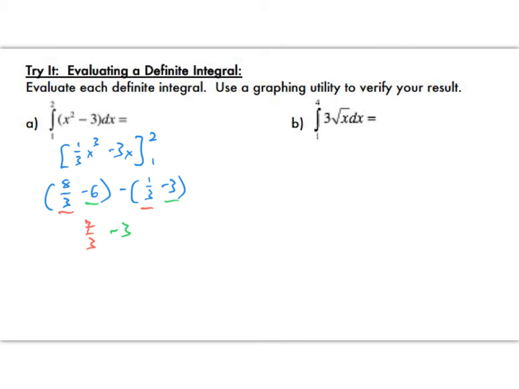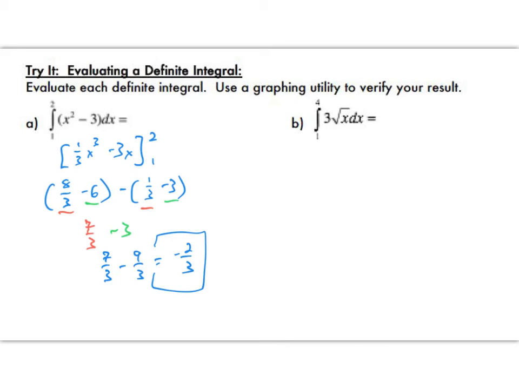Okay, well, now I really want to get intentional about simplifying this. And it looks like I'm going to end up with negative 2/3 as the answer. Okay, so that takes care of that one.